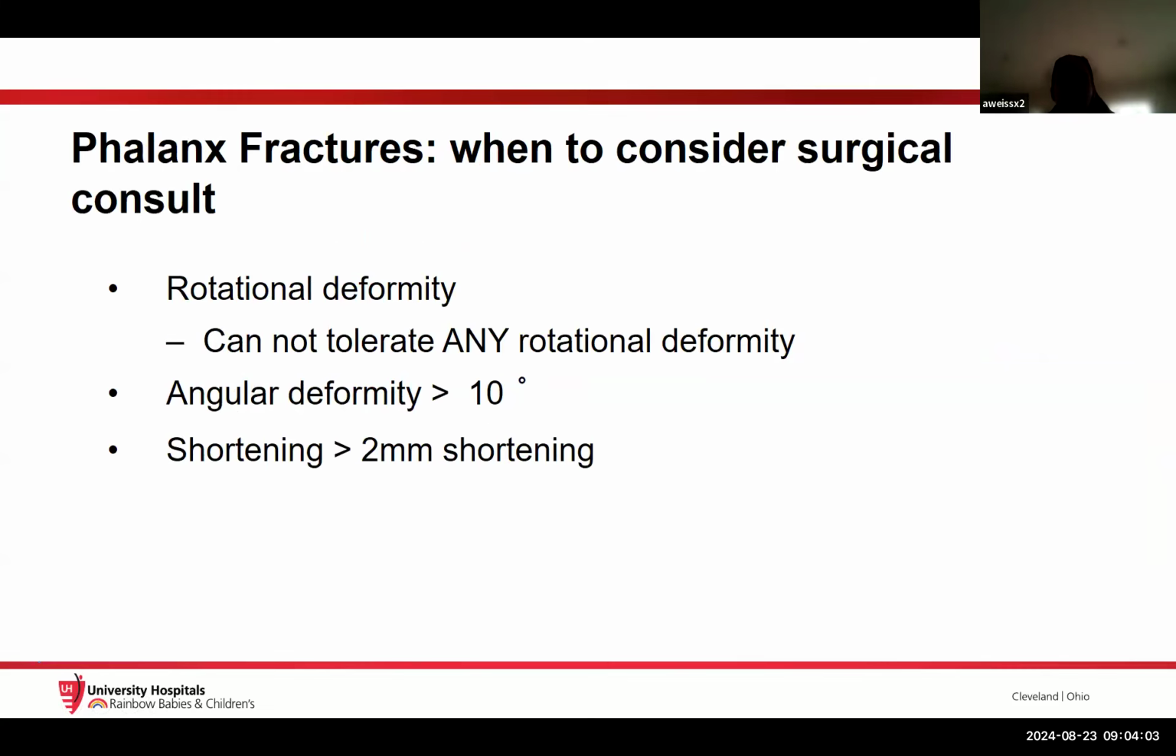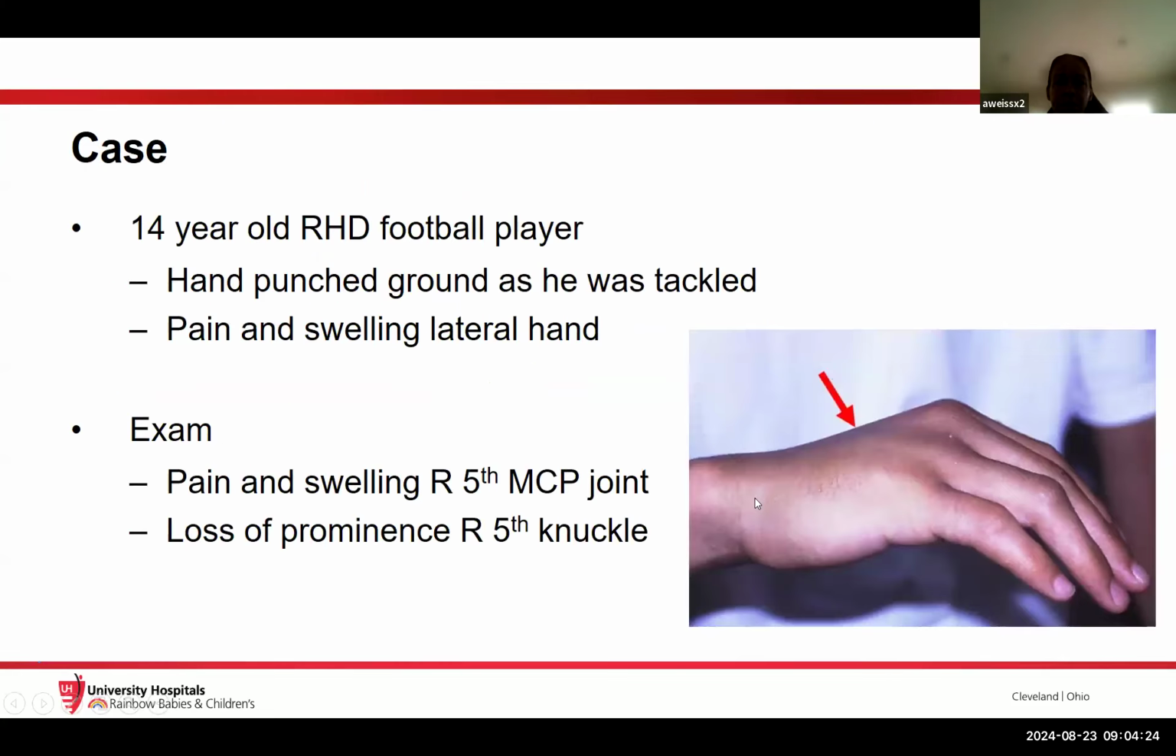So again, surgical consult, if there's any rotational deformity at all, at least have them take a look. I've had several families choose not to treat the fifth finger that has a little bit of rotational deformity, and that's typically tolerable, but any of the other ones, they usually have to have it fixed. Angular deformities more than 10 degrees and shortening more than 2 millimeters.